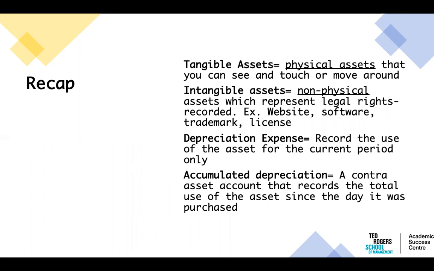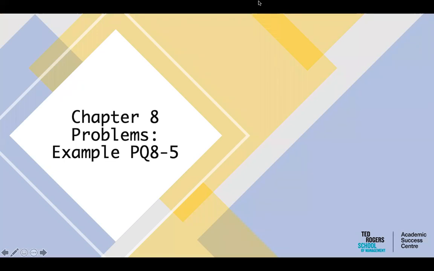And lastly, accumulated depreciation. This is a contra asset account, which basically means it has the opposite effect of an asset account, which we use to record the total use of the asset since the date it was purchased. So we will now be looking at Chapter 8 problems, and we will be looking at example PQ 8-5 in your textbooks.